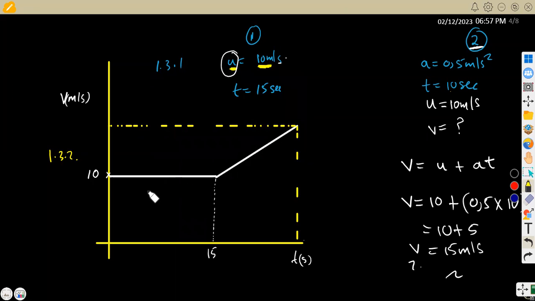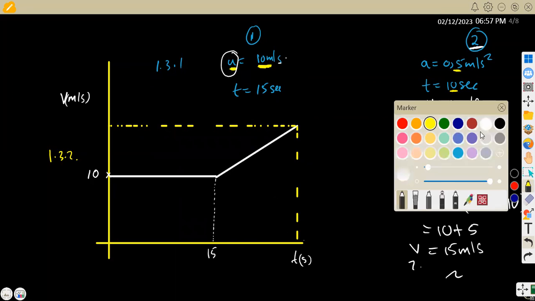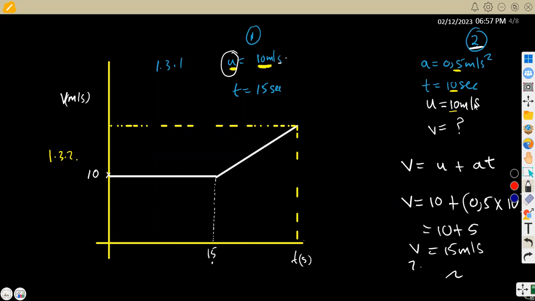So that's what we had: a constant velocity for 15 seconds, then an acceleration of 0.5 meters per square second for 10 seconds. So it's going to be 15 plus 10, because we are already at 15. Then we add 10 seconds, which is going to be 25 at this point. And this is the final velocity, which corresponds with 15. So this is going to correspond with 15 meters per second. So that was the sketch that we're supposed to have.